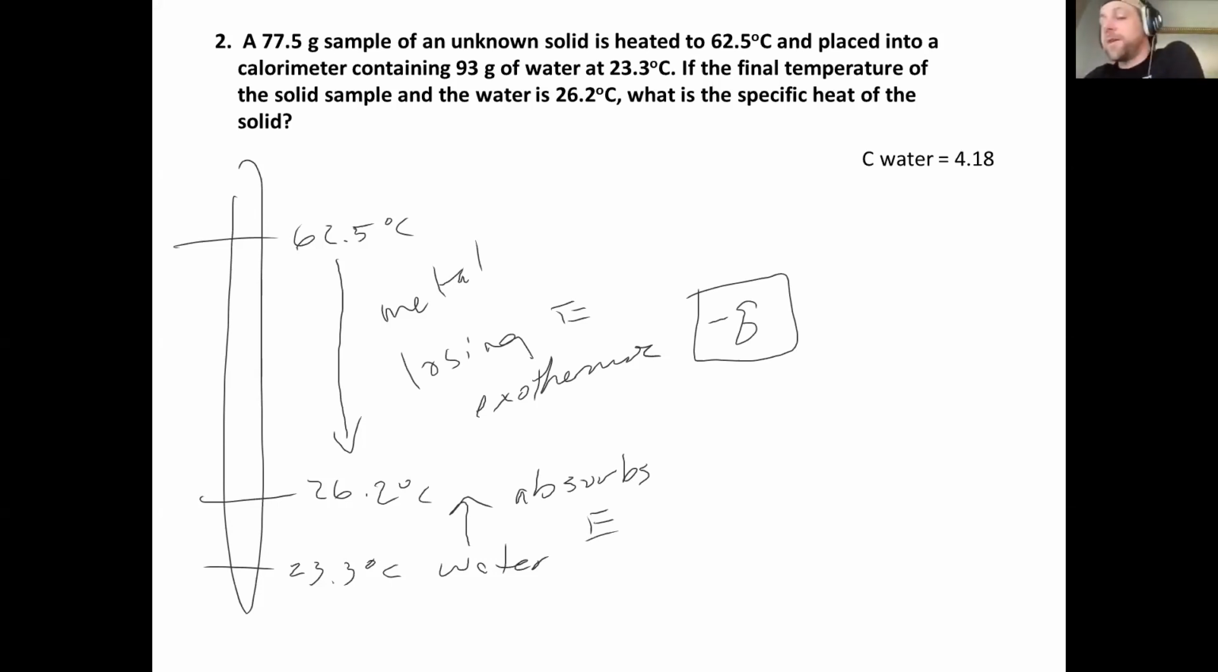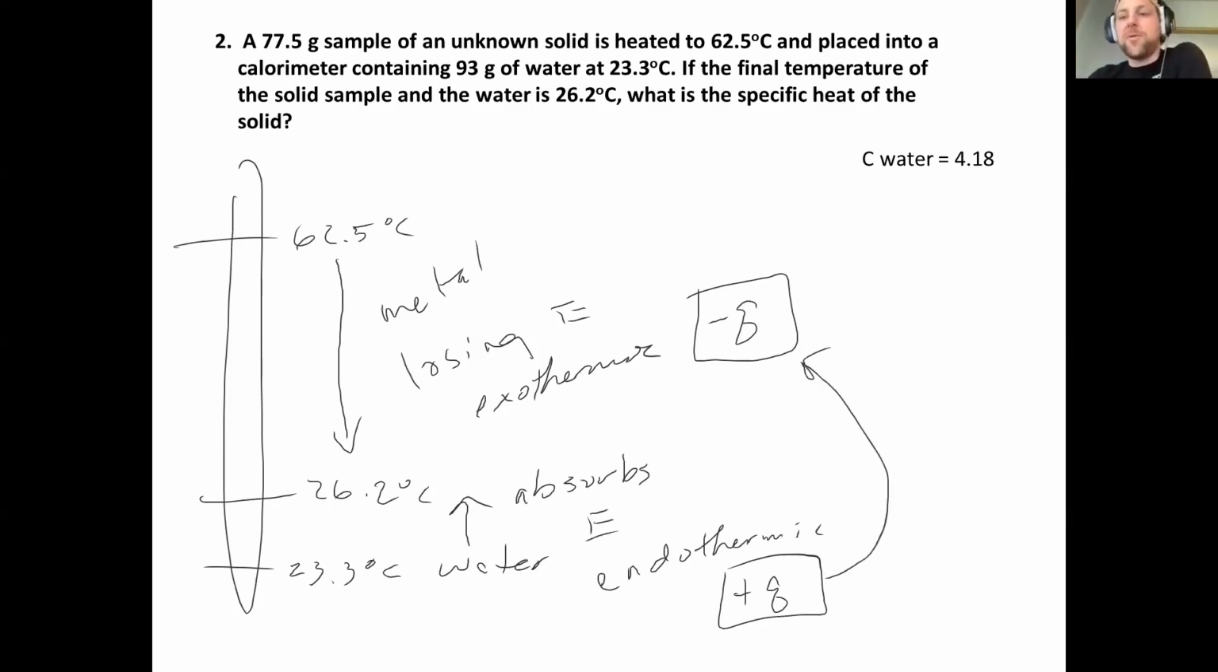Whereas the water, it's going to be endothermic. It's going to be absorbing that energy as its temperature is increasing. And endothermic processes have a gain in heat energy, which is a positive Q value. And this part is really important because these Q values, the energy loss and the energy gain, are going to be equal to each other. Equal and opposite. So if we get a Q value for water, we can change that into a Q value for the metal, just as long as we change the sign.